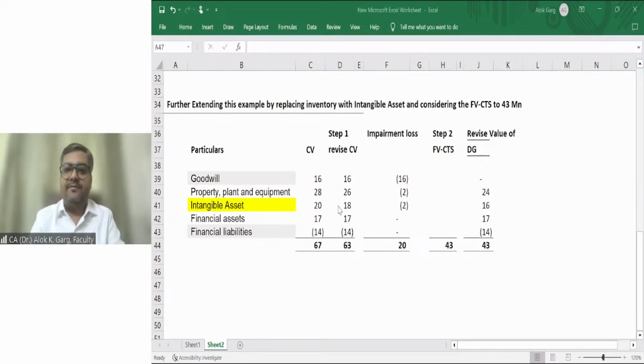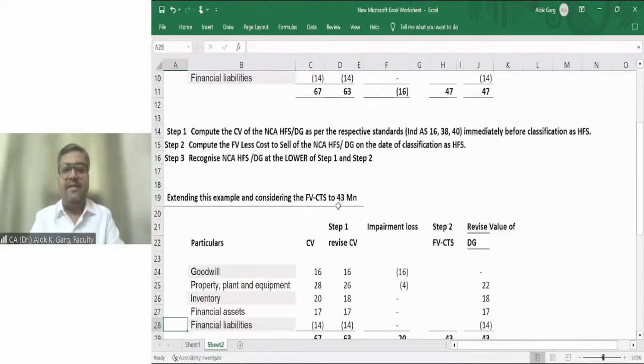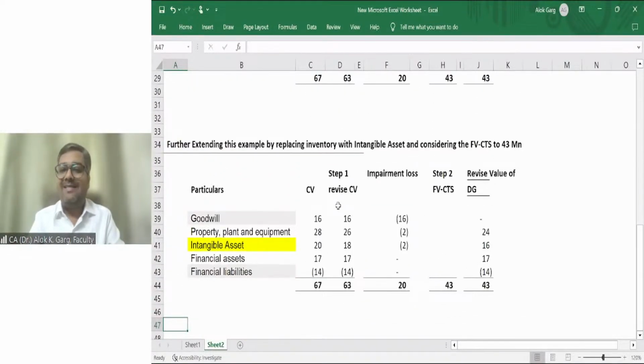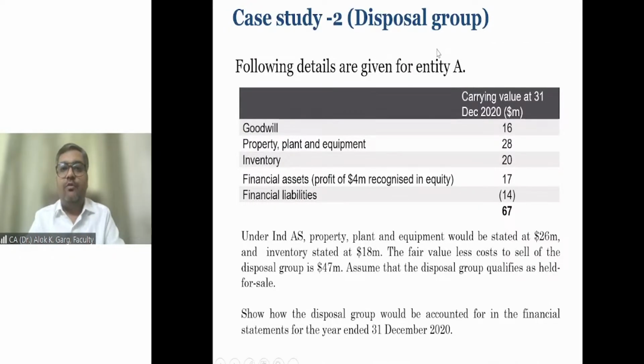Very good. So for this disposal group, I have covered three examples: the case study from the PPT, then I extended this example, and then I extended it again. I hope things are now very clear to all of you. This is how this entire thing has to happen. Now the second requirement was to show how the disposal group would be accounted for in the financial statements for the year ended, and the presentation requirement also.